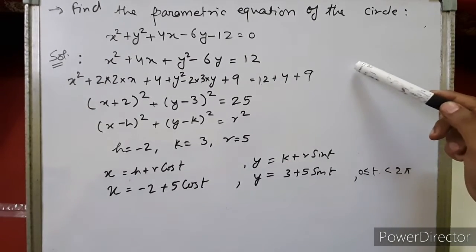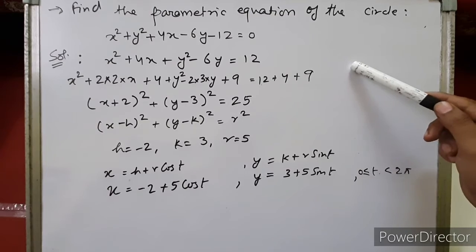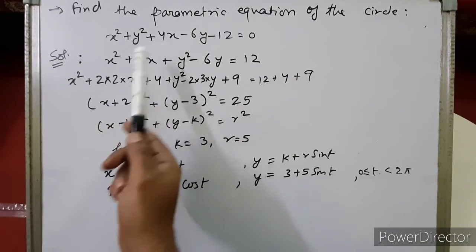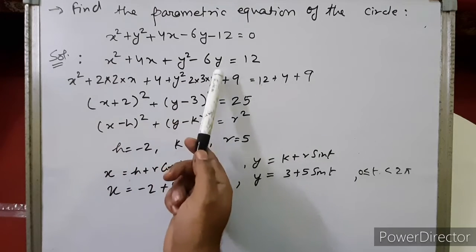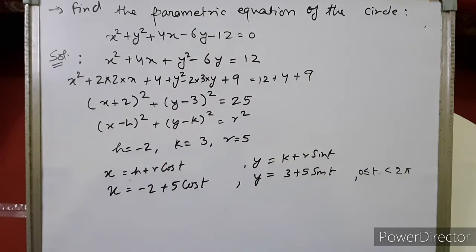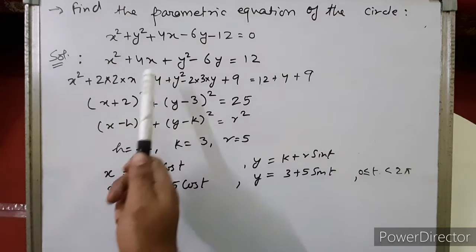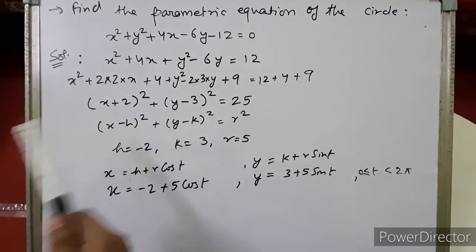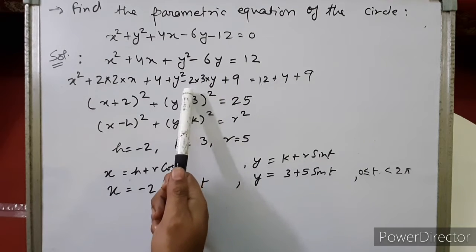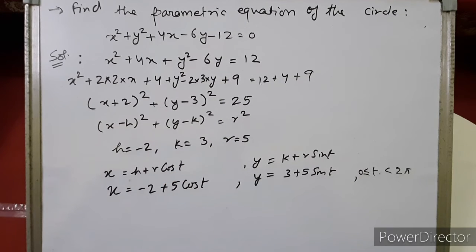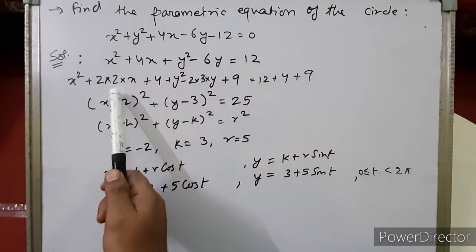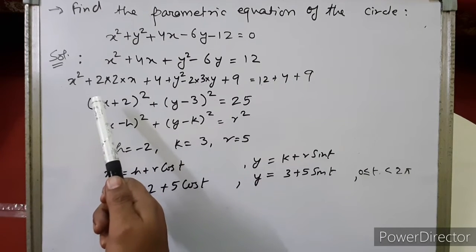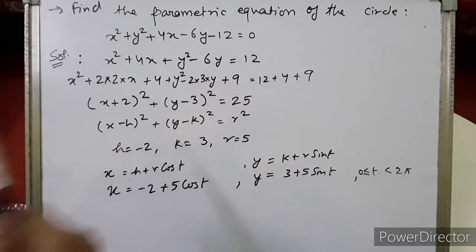What we'll have to do is make a perfect square of x and y. We'll write the terms x square plus 4x together and y square minus 6y together. Transfer this 12 to the right hand side. When we expand this, we can write 4x as 2 into 2 into x, and 6y as 2 into 3 into y. Now in the perfect expansion of (a plus b) whole square, 2ab, here b is 2.